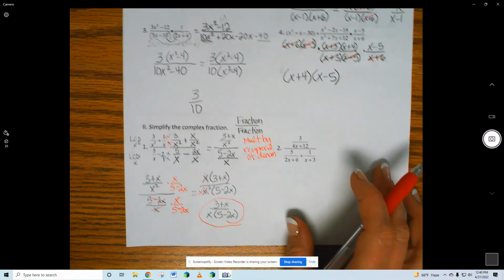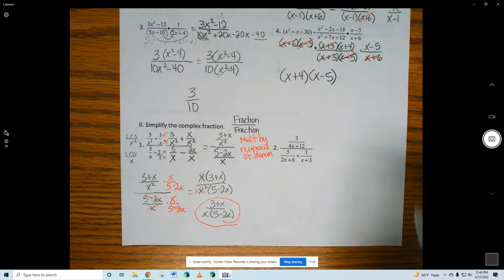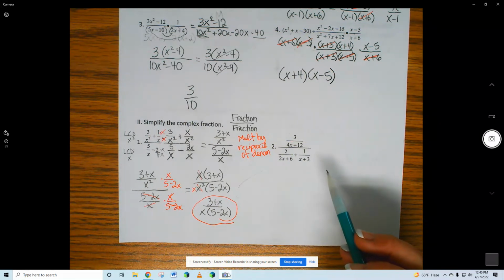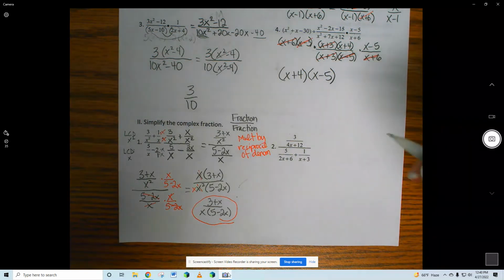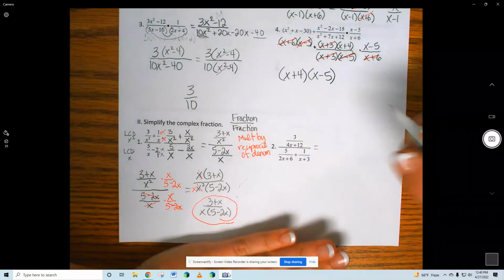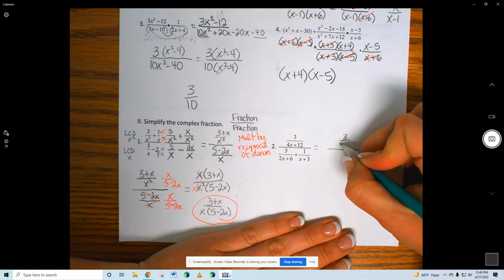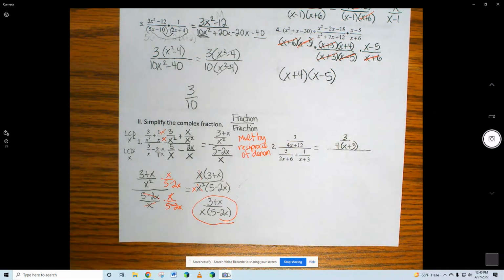Okay, number 2. I'm also trying to get a fraction over a fraction. This denominator looks super complicated. So what I'm going to do is find a common denominator. I don't want to touch the numerator, but you know what I could do? I could GCF the 4x plus 12. So if you see things like that, you can do that.